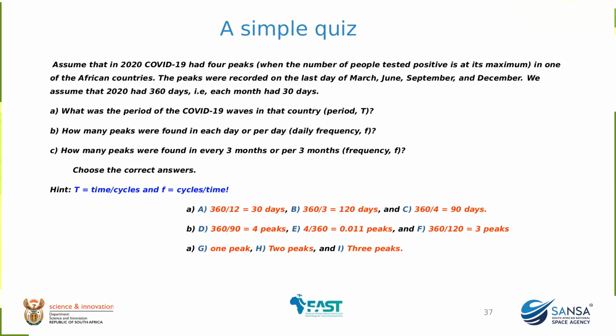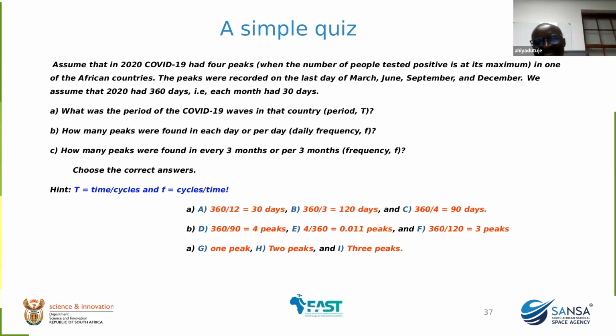Okay. Number B. How many peaks? They are supposed to be 4. One in March, one in June, one in September, one in December. No, how many peaks every day? That is the frequency. Frequency means how many cycles per unit time. So now I want to know how many peaks every day. I think I need to calculate that one. Let me wait for others.